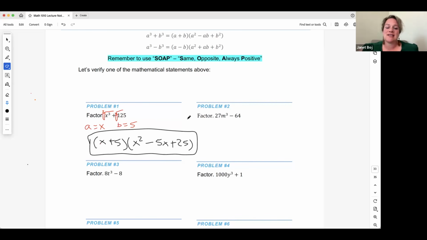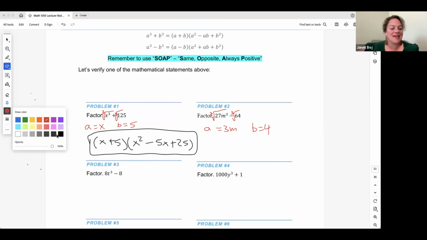Let's try it again. Step 1, is there a greatest common factor that I can take out? No. Step 2, count the number of terms. Since there are two terms, it's a special pattern, and I notice that they're both cubes. So I take the cube root to find a and b. Here, a will be 3m, and b will be 4. Then I just plug it into my pattern, and you're set.